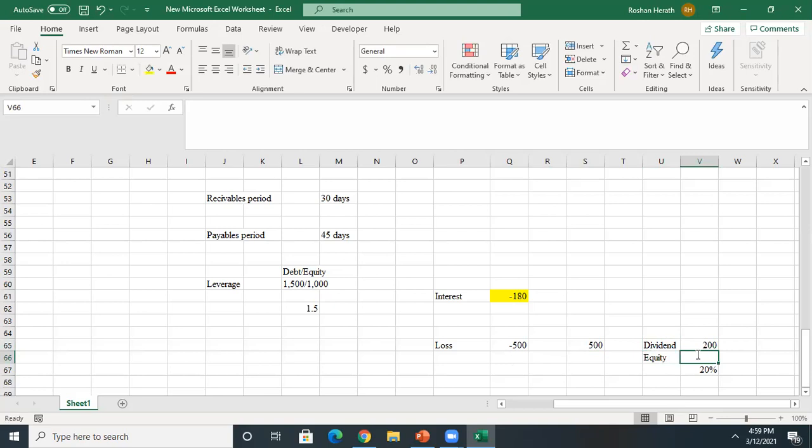1000 equity. So 200 divided by 1000 means 20%. But here you are only paying 180 divided by 1500, which is 12%. Compare 12 versus 20.